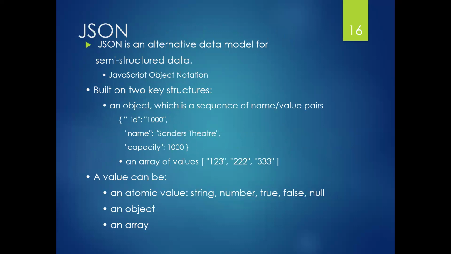JavaScript Object Notation is built on two structures: an object, which is a sequence of name-value pairs. The value can be an atomic value: string, number, true, false, null, or an object or array.